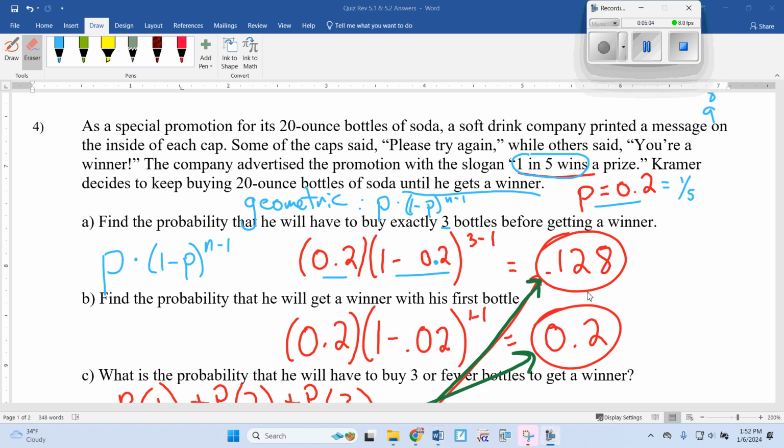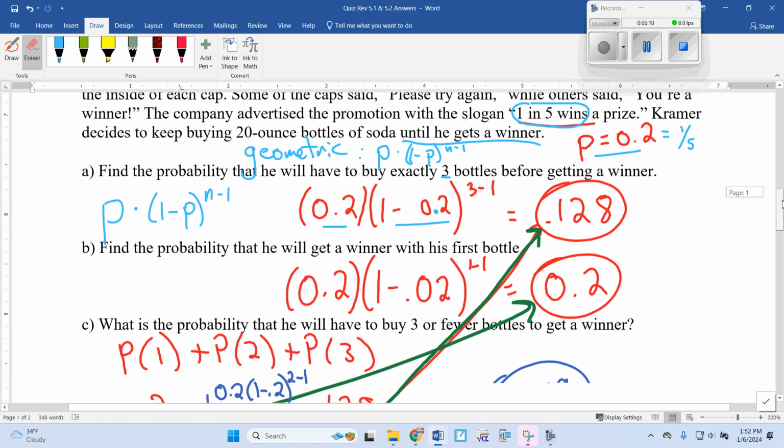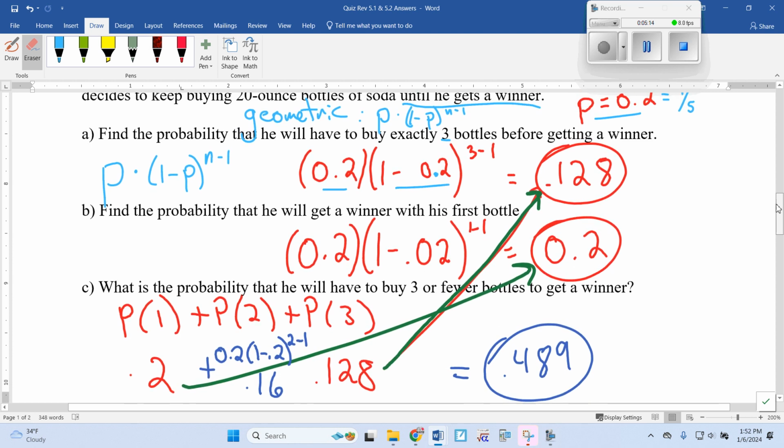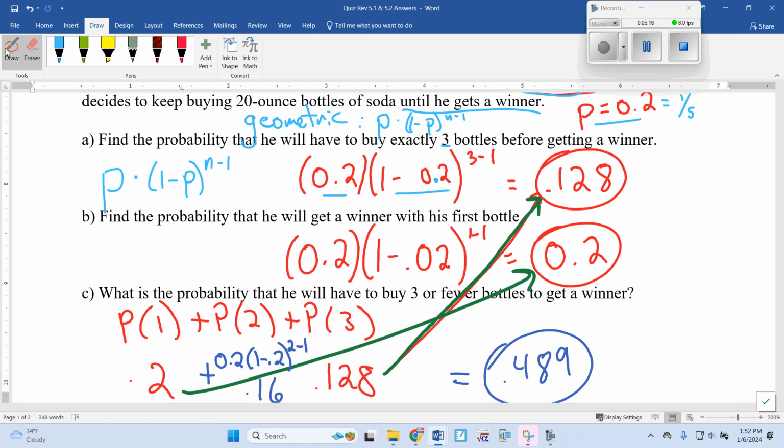And that gives us our answer of 1.28. If we say, what's the probability he'll get a winner on the first bottle, it's the same formula. All that we have done is, instead of having 3 in the formula here, we have 1 in the formula there. That's all that changes.